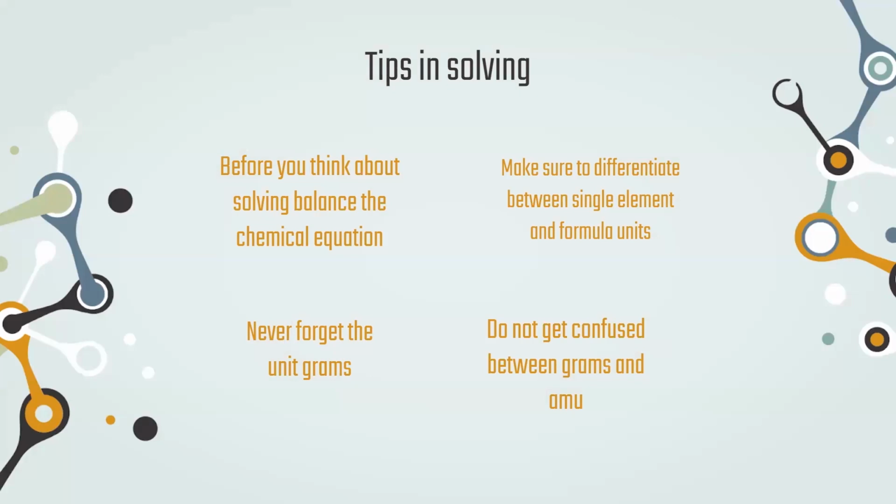Secondly, make sure to differentiate between single elements and formula units. This can get confusing if we have things such as the polyatomic ions that we took in previous modules, as well as you have to look at the numbers that follow the elements. So for example, if we have H2, that means there's going to be 2 atoms of H, so it's going to have a molar mass of right about 2 and not 1. Number 3, never forget the unit grams. Labeling is very important right after you solve. And lastly, do not get confused between the grams and the atomic unit, the mass of the atomic unit.